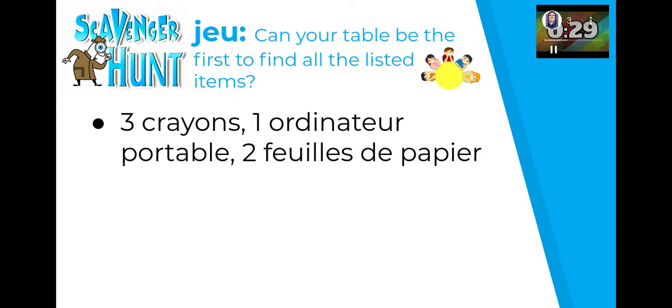So 3 crayons, un ordinateur portable, 2 feuilles de papier. Bonus points for the table who can get it done first. 10 secondes. Double check. Do you have 3 crayons, un ordinateur portable, and 2 feuilles de papier? 3, 2, 1. Stop. Hands up.